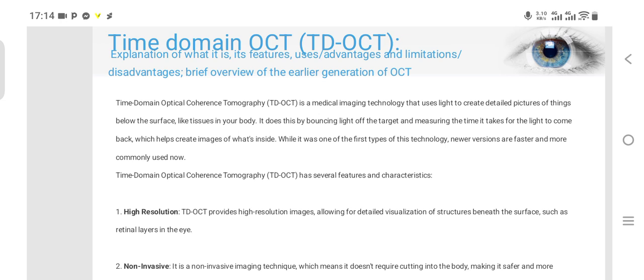The time domain OCT is a medical imaging technology that uses light to create detailed pictures of things below the surface, like tissue in your body. It does this by bouncing light off a target and measuring the time it takes for the light to come back, which helps create images of what's inside. While it was one of the first types of this technology, newer versions are faster and more commonly used. Time domain optical coherence tomography has several features like high resolution and being non-invasive.